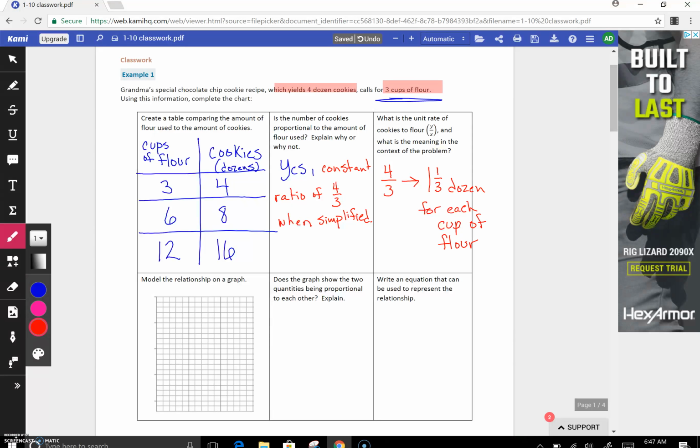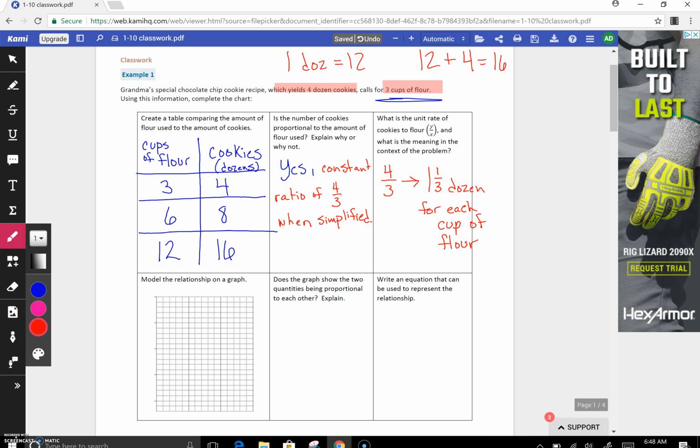Now another thing we want to know is that a dozen cookies, 1 dozen, equals 12. So 1 1/3 dozen would be 12, and then 1/3 of 12. So if you divided 12 by 3, you would get 4. So 1 1/3 dozen is actually 16 cookies. So that would be another way to write this, 16 cookies for each cup of flour.